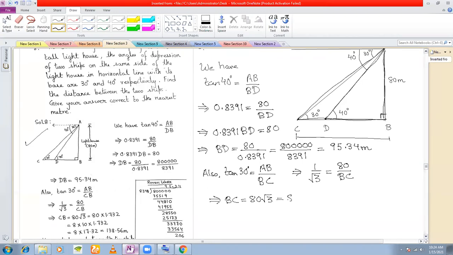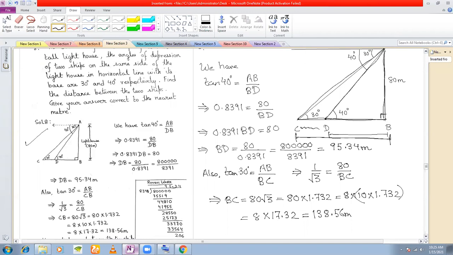You can find out this value. You can put the value of root 3 as 1.732. You can write 80 as 8 into 10 into 1.732. And you can find this out now, since if you multiply 10 and 1.732, you get 8 into 17.32. And therefore, if you multiply these two, you're going to get 138.56 meters. So we have managed to find out this length, and we already found out BD. So therefore, this length is the subtraction of the two.